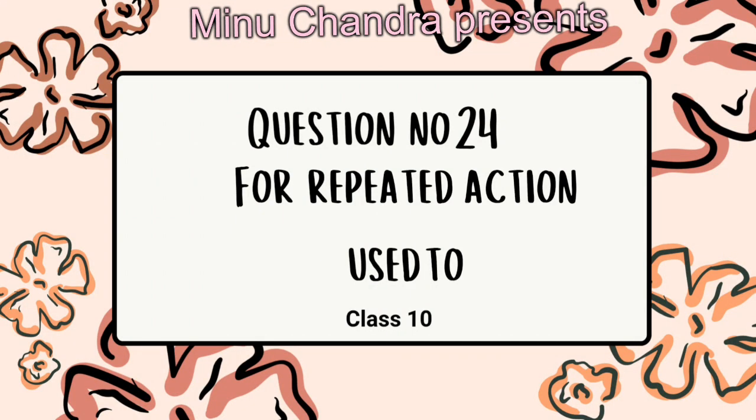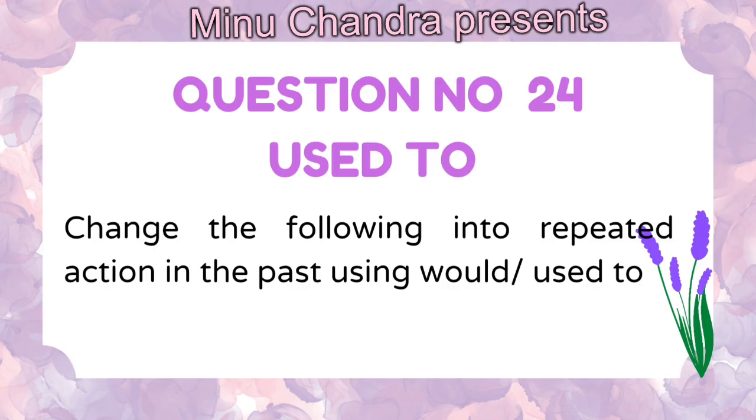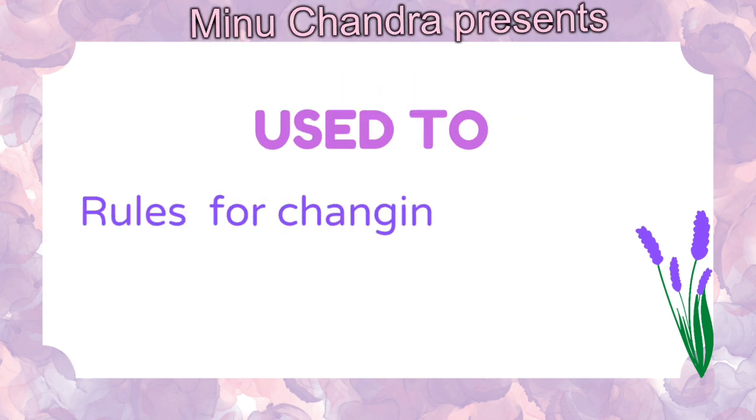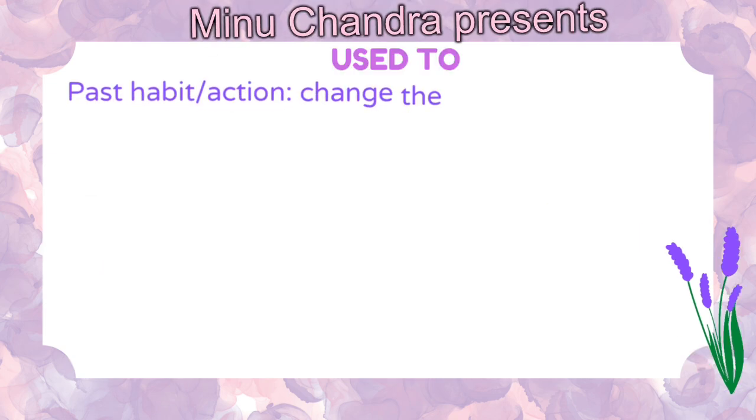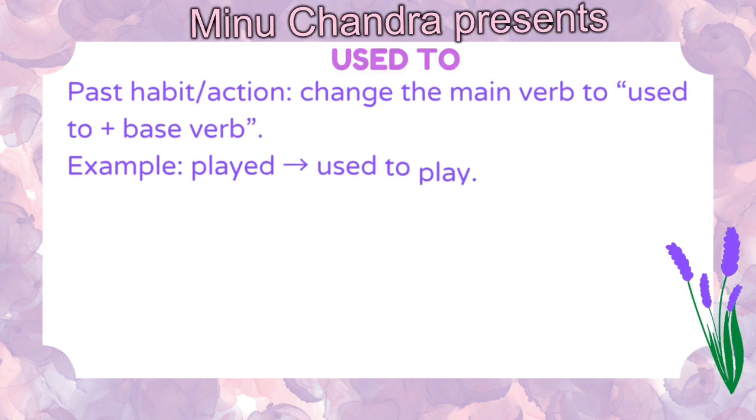Question number 24. For repeated action, used to. Change the following into repeated action in the past using would, used to. Rules for changing to used to: Past habit, action. Change the main verb to used to plus base verb. Example, played becomes used to play.